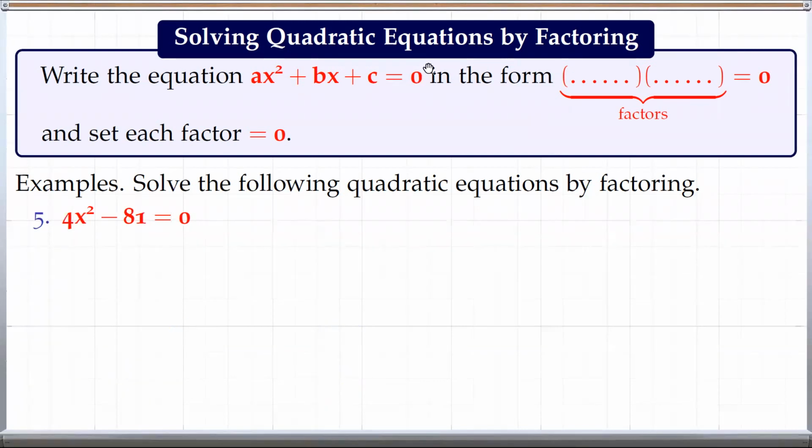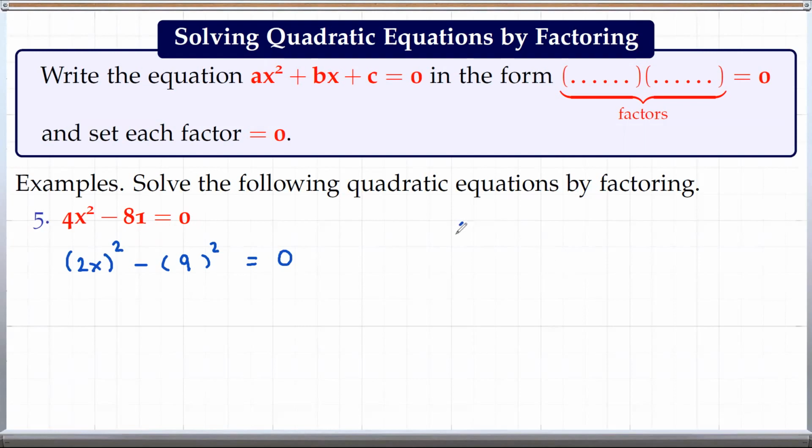This is the next example we have here. So 4x squared minus 81 equal to 0. Now if we look at this equation here, it follows one of those special formats because we can write this as something squared minus something squared. We can put 2x here because 2x, everything squared, is 4x squared. And we can put 9 here because 9 squared is 81.